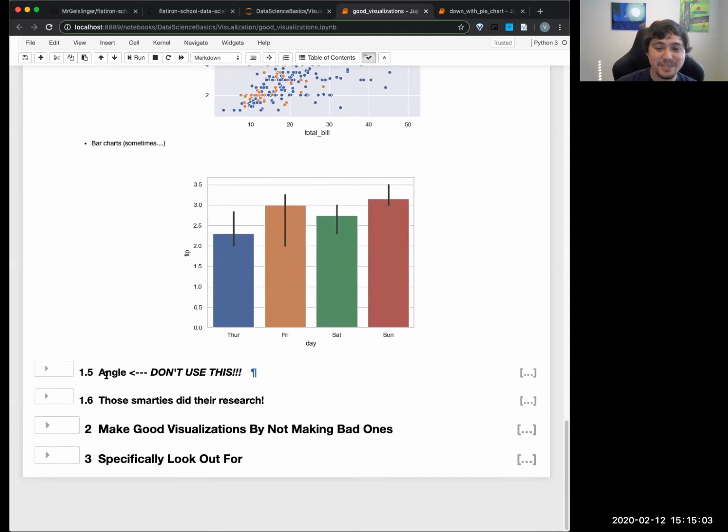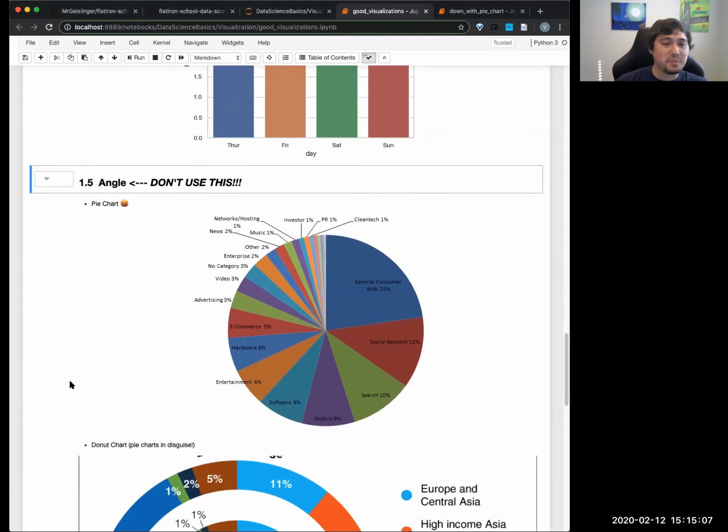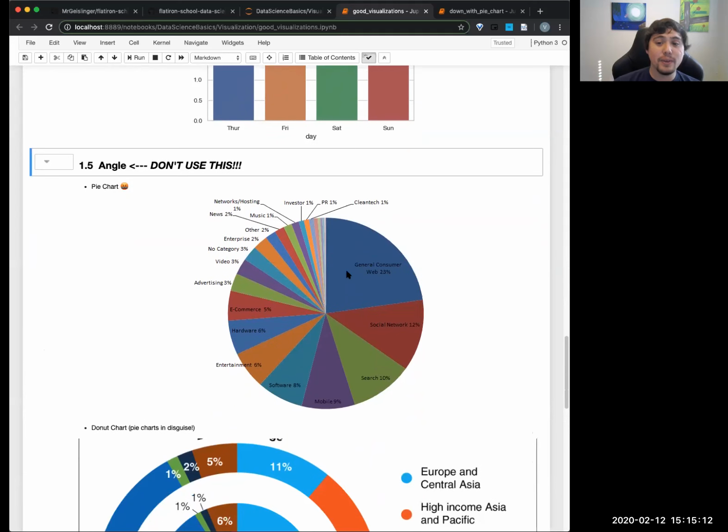All right, and then the last one is angle. So angle is a pie chart. As you go across the angle, that's representing how much something represents. So for example, in the classic pie chart, 23% is 23% of the full 360-degree angle, right? You can also, in this case, represent it with area, but the main idea is that it's supposed to be represented with this angle.